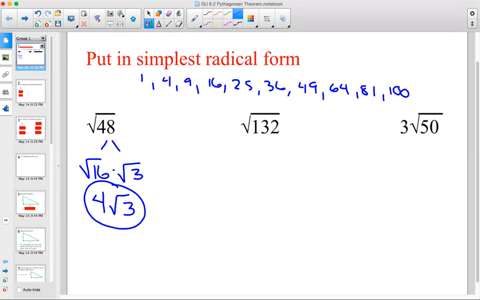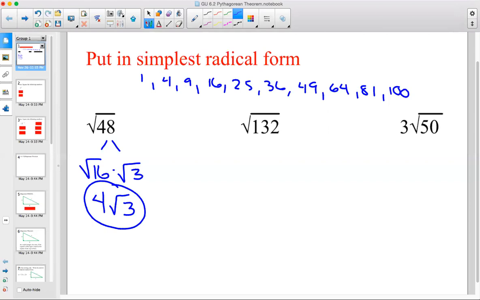Okay, 4 radical 3. Now, the reason why we do simplified radical form is because it's easier to read. It's a number that's probably more recognizable to us at first glance. But also, when we get further along in math, by simplifying radicals, we're able to combine terms like we would if they were variables. So at some point, we're going to be adding and subtracting radical numbers. And if they have the same radical base, then we're able to add and subtract them like we would if they were variables.